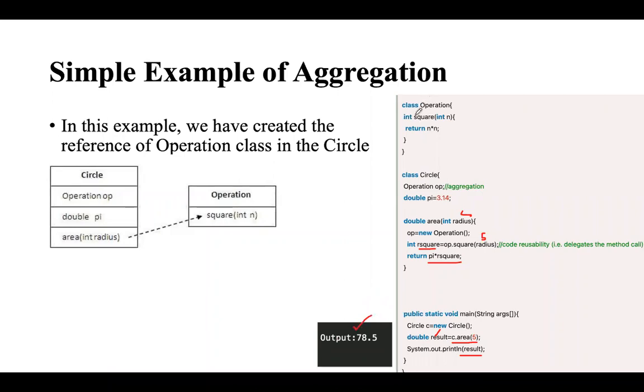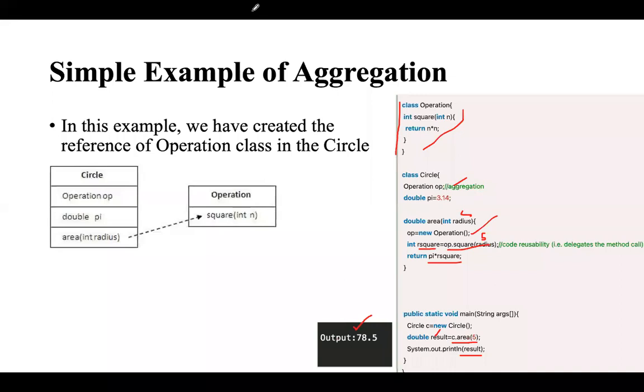So in this example, you can see that we are not applying the concept of inheritance. We don't have the extends keyword anywhere, but we are using only the object of the class to access the information. This is the circle class, and in it we are using the object of this operation class. Through that object, we are accessing and reusing the information of the operation class. So this is called aggregation.